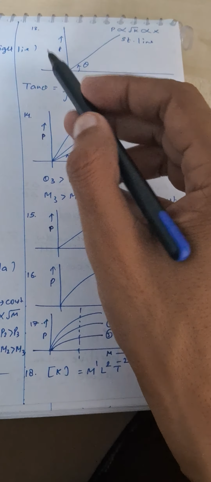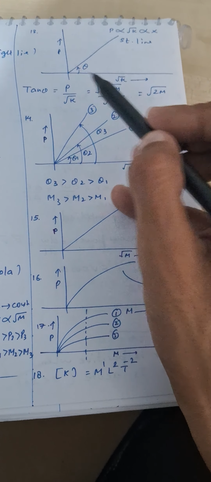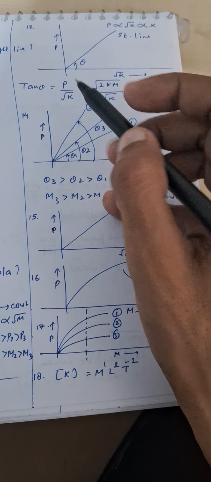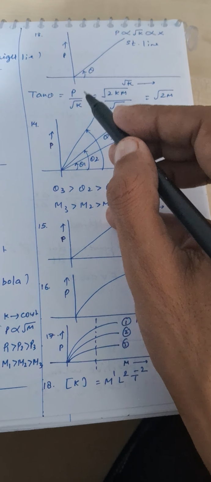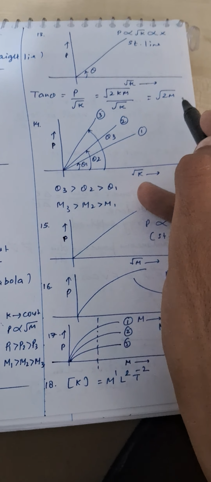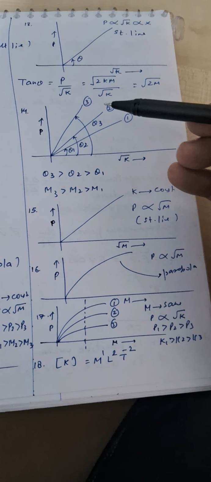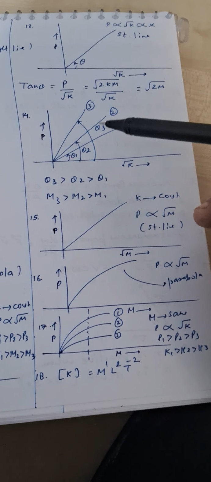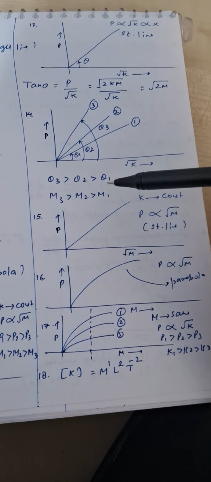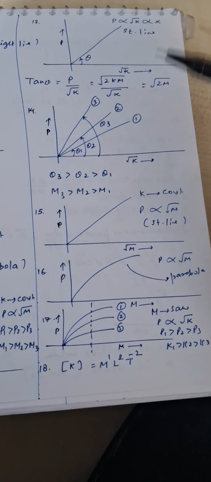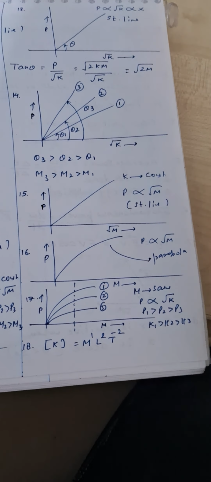Next is, if we are being given a graph of p versus root K, so it is proportional to root K, so graph will be a straight line. If we find tan theta, that is p by root K, so it is root 2m. Now if we are given three graphs based on different cases, so we can see from the graphs that theta 3 is greater than theta 2 is greater than theta 1. That means m3 greater than m2 greater than m1. This inference we can draw from analyzing the graphs.